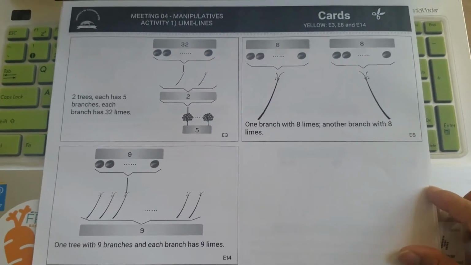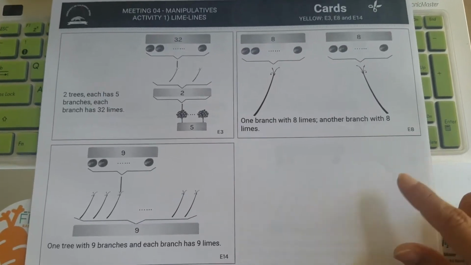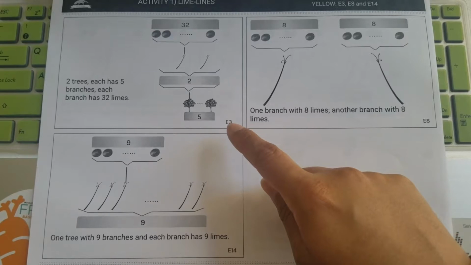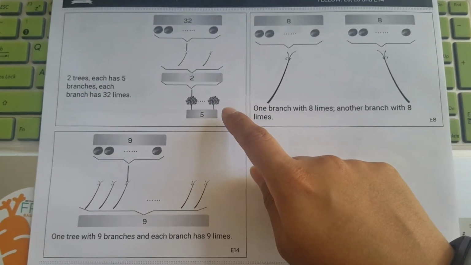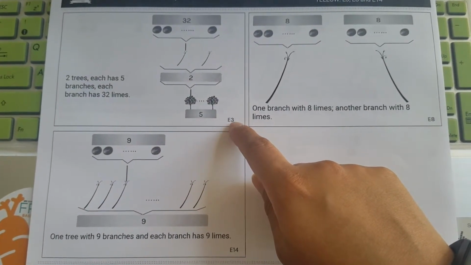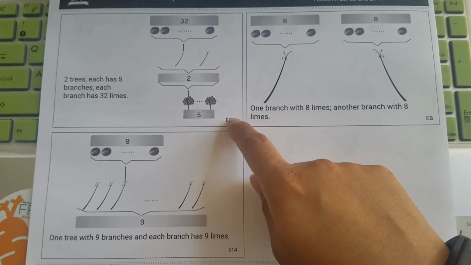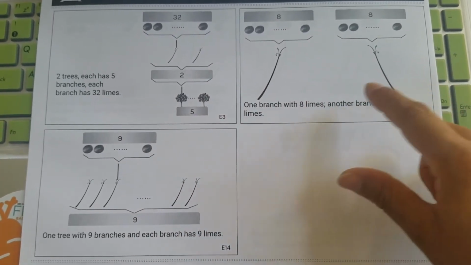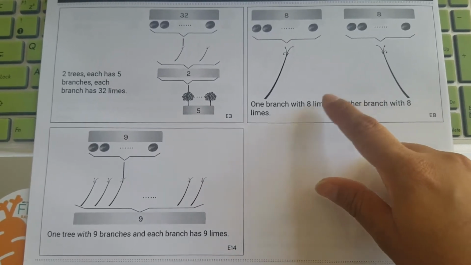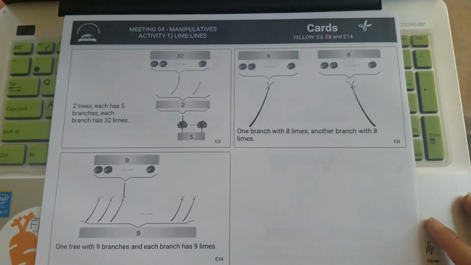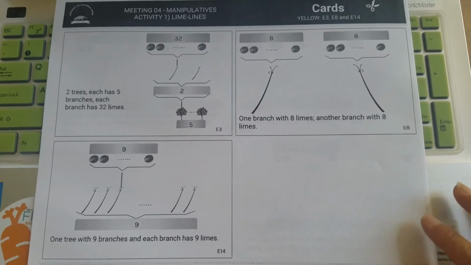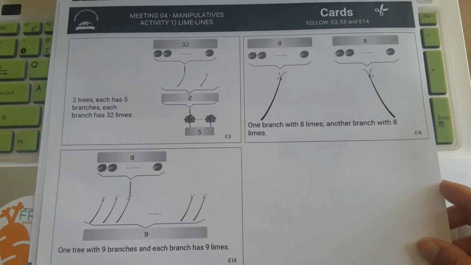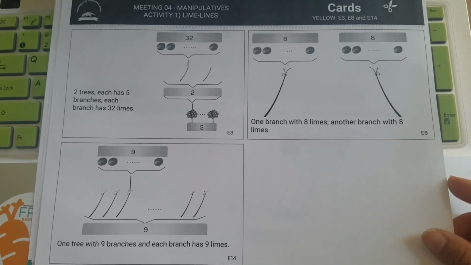And this is an example of E3, E8, and E14. There's 81, 32 limes, 2 groups, and 5 branches. And this one has 2 branches and 8 limes per each. So what we want is for the students to multiply in order to find the value, but we also want them to use their reasoning.